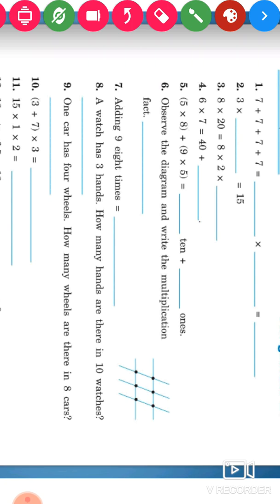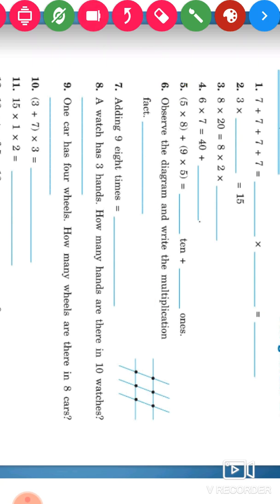Now question number 6. Observe the diagram and write the multiplication fact. So basically this question number 6, we can do it in many forms. We will do it in repeated addition form.